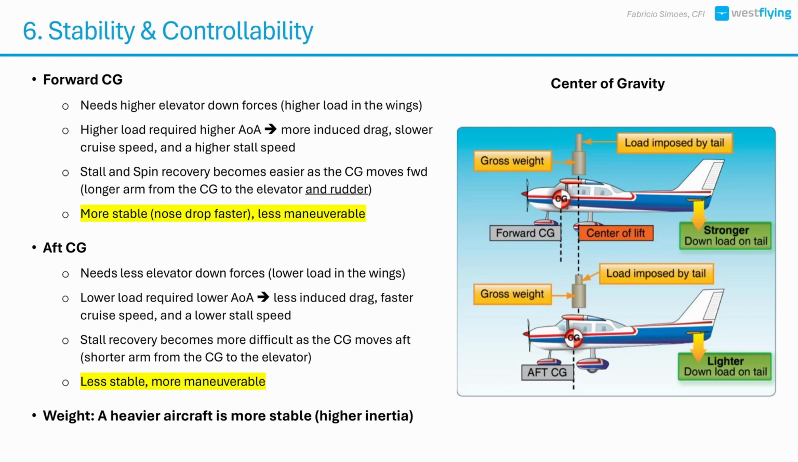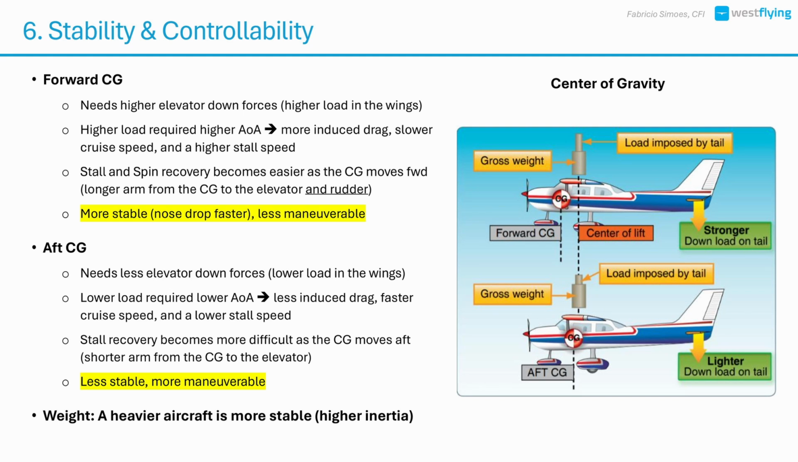On the upside, stall and spin recovery is easier because the moment arm to the tail is longer, meaning the tail has more leverage to correct pitch, and the forward CG will tend to bring the nose down quicker. Overall, forward CG equals more stable but less maneuverable.